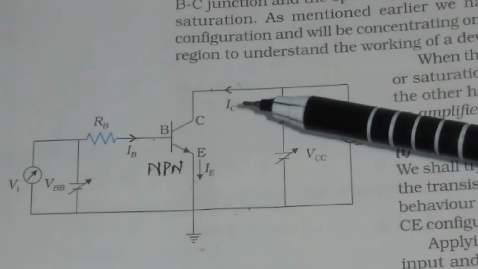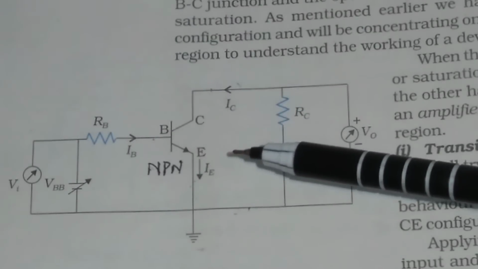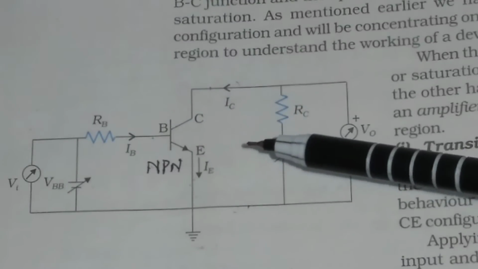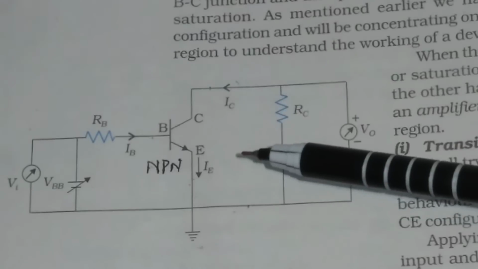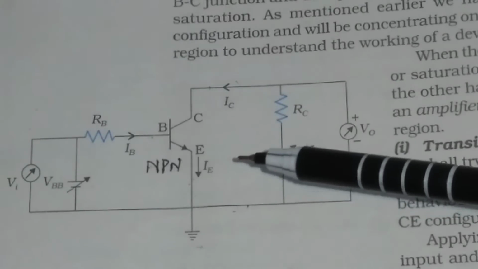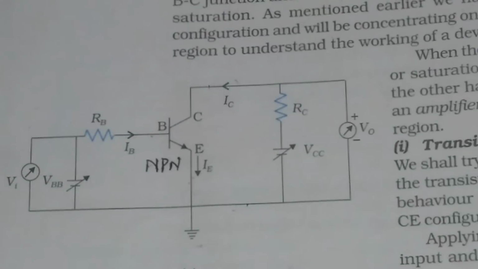So here we will see how this circuit is useful to know how the transistor acts as a switch, or how you will find the different regions, active, saturation, and the cut-off region in the transistor.